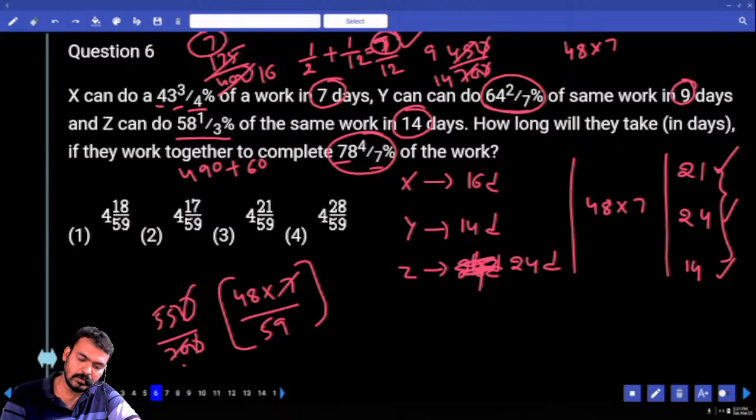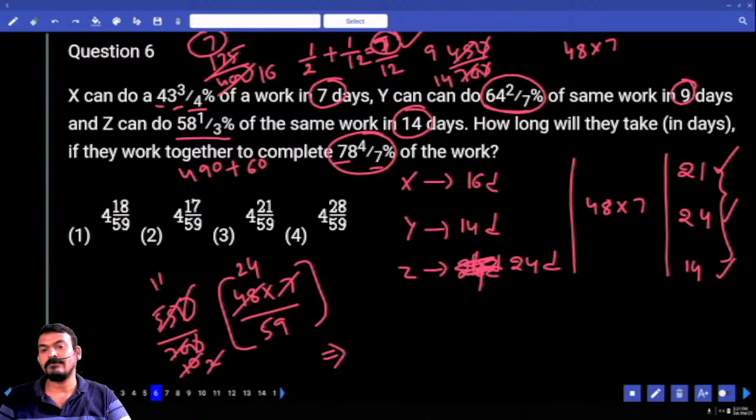7 almost 10 times 100. 5 11 times. 5 how many times? 2 times 100. Any other cancellations? 2 how many times? 24. 11 into 24 means 264. Divide by how much value? 59. More than 4 times 100.